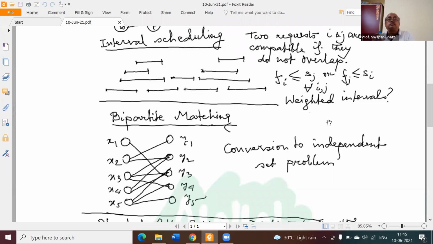Let us consider another problem, say bipartite matching. What is it? This is called a bipartite graph. If you see, this is also a graph with 10 nodes, x1, x2, x3, like that. But the nodes are such that they may be divided into two subsets, though they are in the same graph. That is why this is known as a bipartite graph.